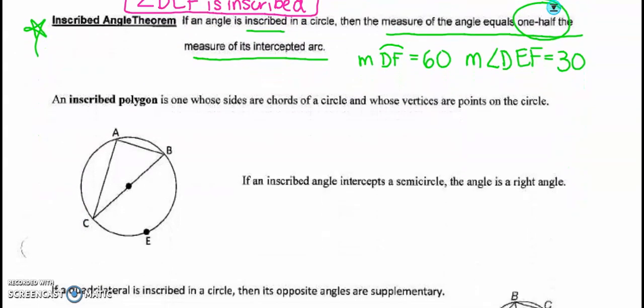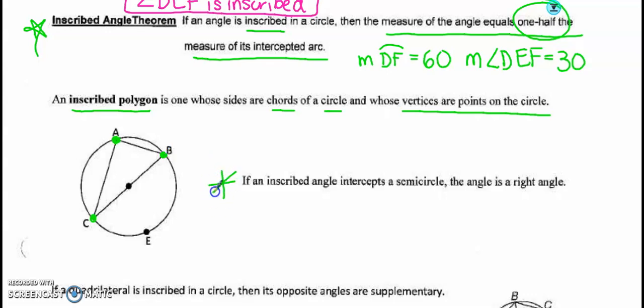All right. So the next thing here is an inscribed polygon. And you've seen that word before because I know some of you have asked me what that means. An inscribed polygon is a polygon whose sides are chords of a circle and the vertices are points. So all that means is when it's inscribed, it touches the circle. Polygon ABC is inscribed in that circle.